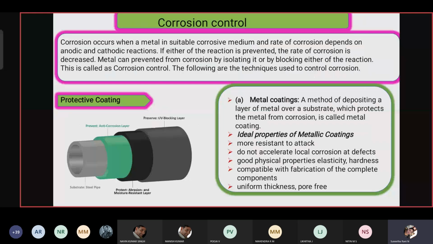Ideal properties for metal coatings are that they are more resistant to attack, do not accelerate local corrosion at defects, have good physical properties and hardness compatible with fabrication of complete components, and have uniform thickness and are pore free. These are the advantages if you coat a metal on the surface of a base metal.